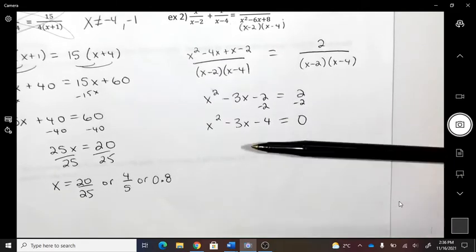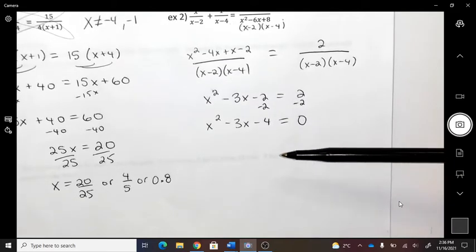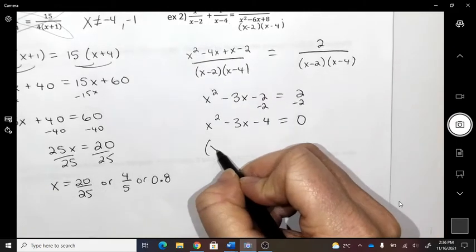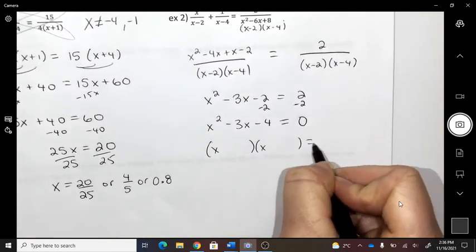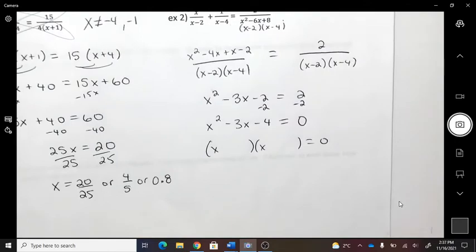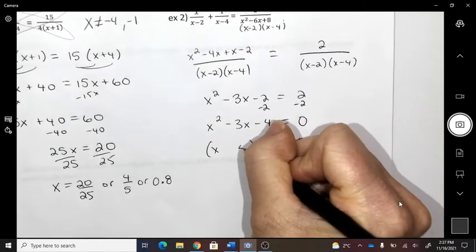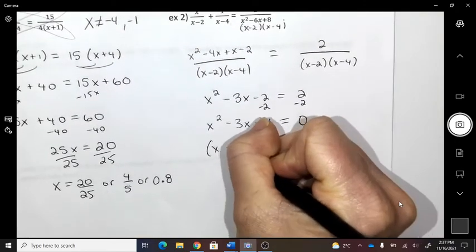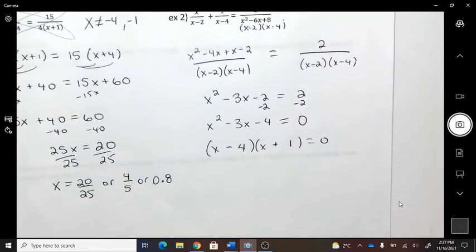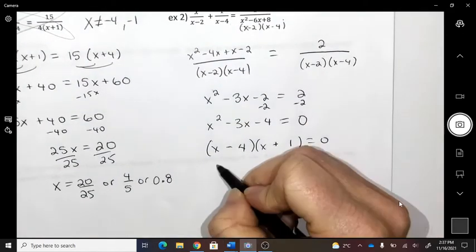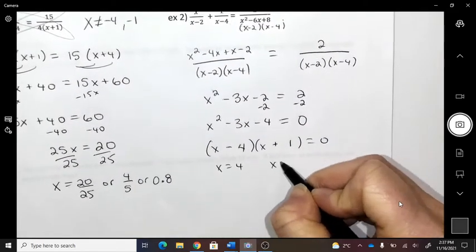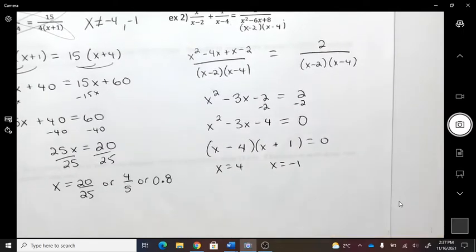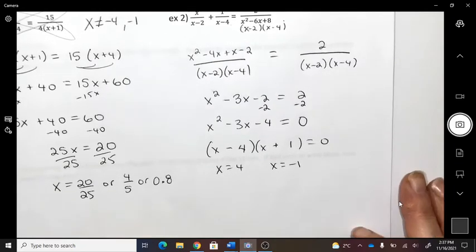Now we look at it. Do we have any of our factoring techniques? Simple trinomial. So I'm multiplying to 4. So 4 and 1. Okay. Now I'm going to go back up here.